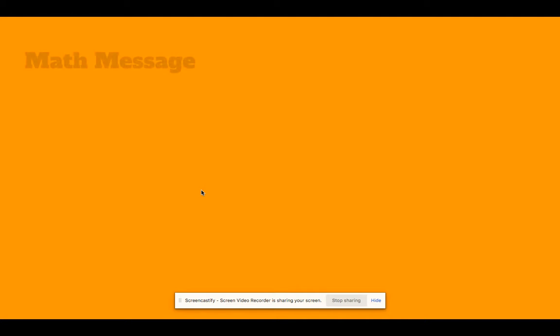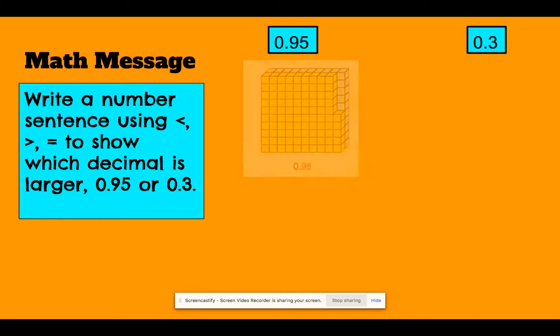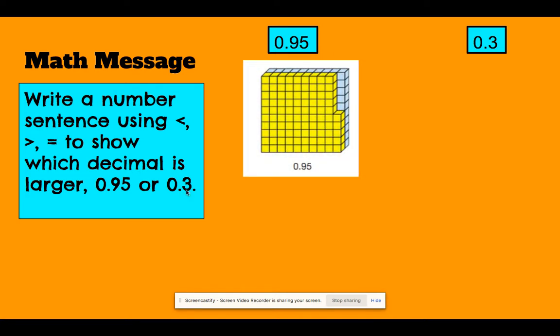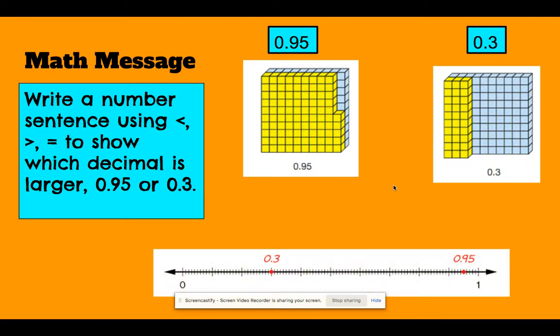Here's another way to look at the same problem, comparing 95 hundredths and 3/10 using some visuals. If I had 95 hundredths, it would look like this, right? It would be 95 small cubes out of 100, or 9 longs and 5 cubes. 9/10 and 5 hundredths. Here we have 3/10, which is 3 longs, or 30 out of 100. If you counted all these little cubes, there would be 30 of them out of 100. As you can see by the visual, there's a lot more cubes in 95 hundredths than in 3/10.